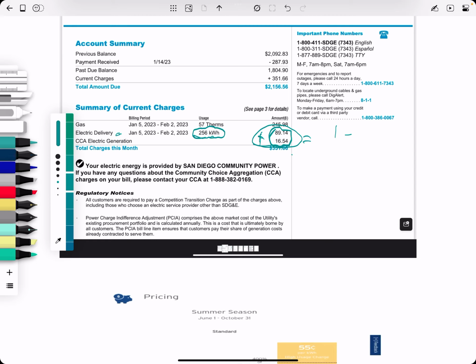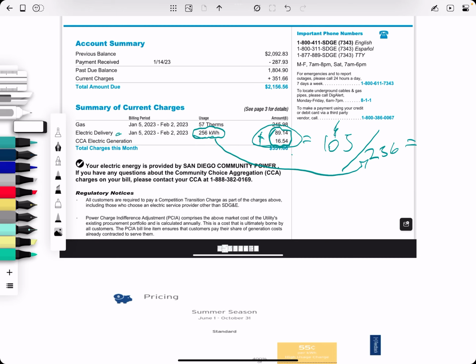What is that? 8, 9, 10. So we're at like 105, right? Then you have the total, which is 105, and you divide that by this number, and you get how much you're being charged for electricity. This is cents per kilowatt hour. So you'll see like a point something something. That'll give you your average. You can do that math on your own time to figure out this rate.